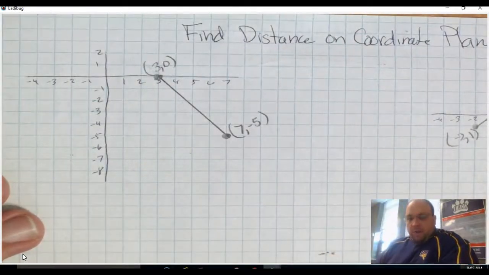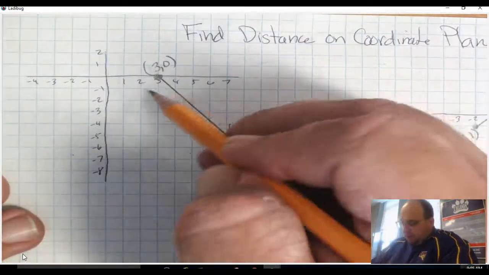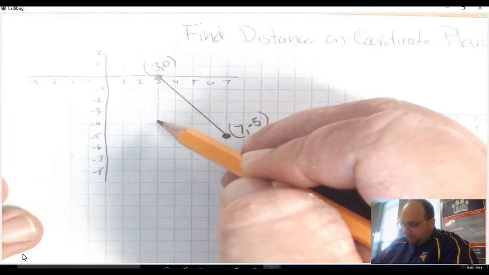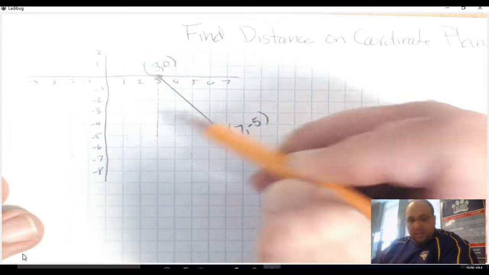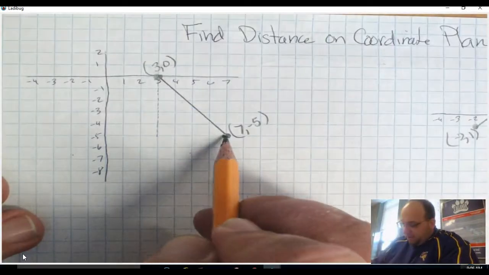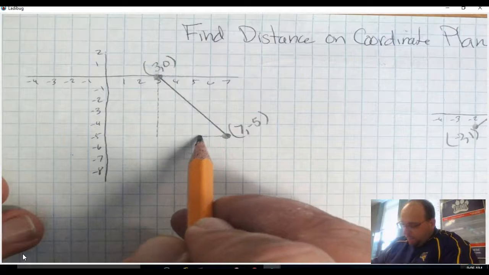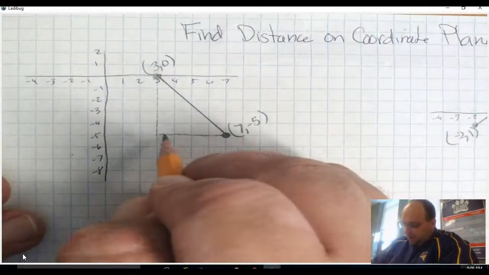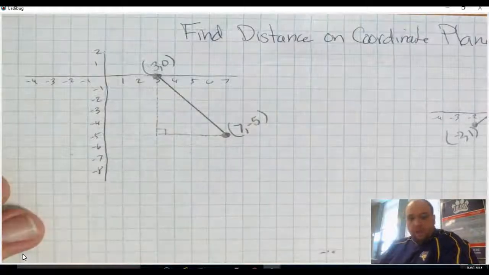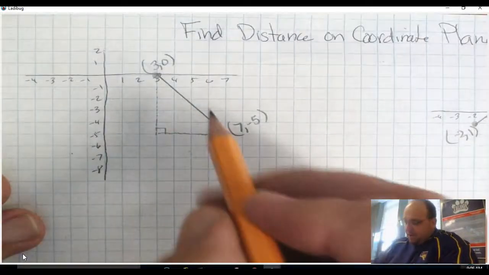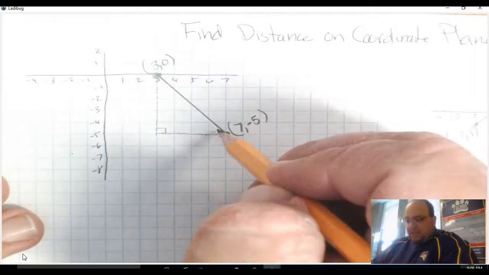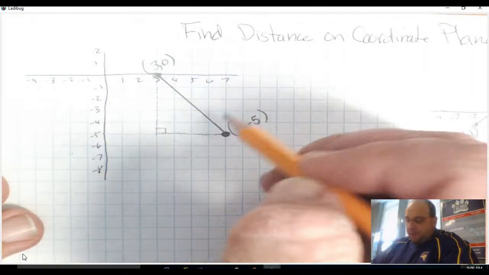How I go about doing that is I create a right triangle from that line. I'm going to create a line that goes vertical to that point right there. Notice that dotted line, and then I'm going to make one horizontal from this point right here. As a result, this is how I get this right triangle. When I do that, I am able to get the lengths of side 1 and side 2. Notice that the diagonal line is my hypotenuse.